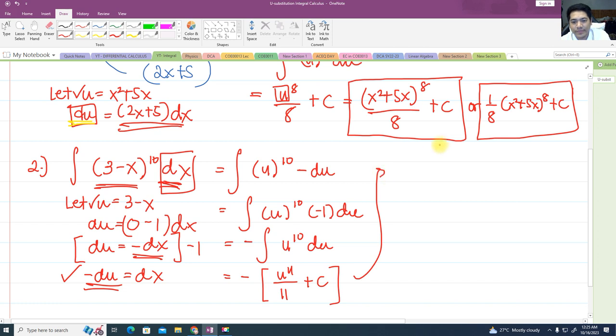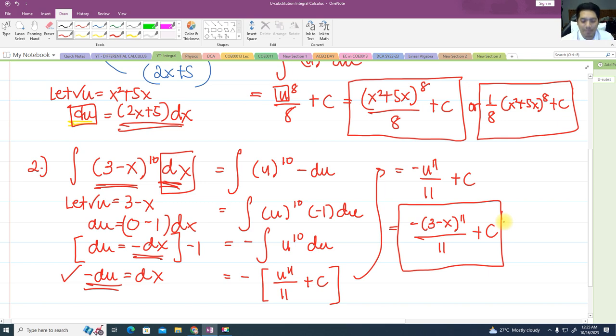That equals negative u raised to 11 all over 11. Even though we get this as negative, c is still a constant, so we might as well proceed with positive c. So again, back substitution: u equals 3 minus x. So we have negative of (3 minus x) raised to 11 all over 11 plus c. This will be our answer for this number 2 problem.